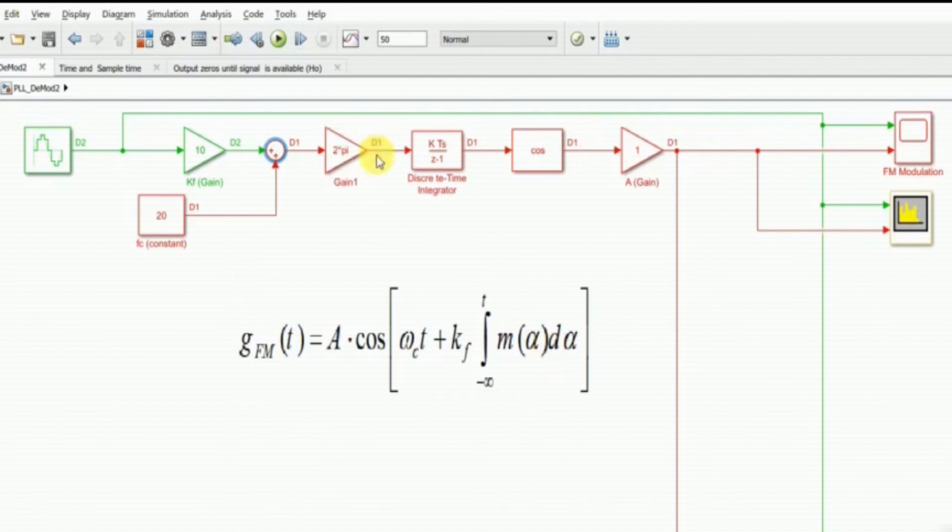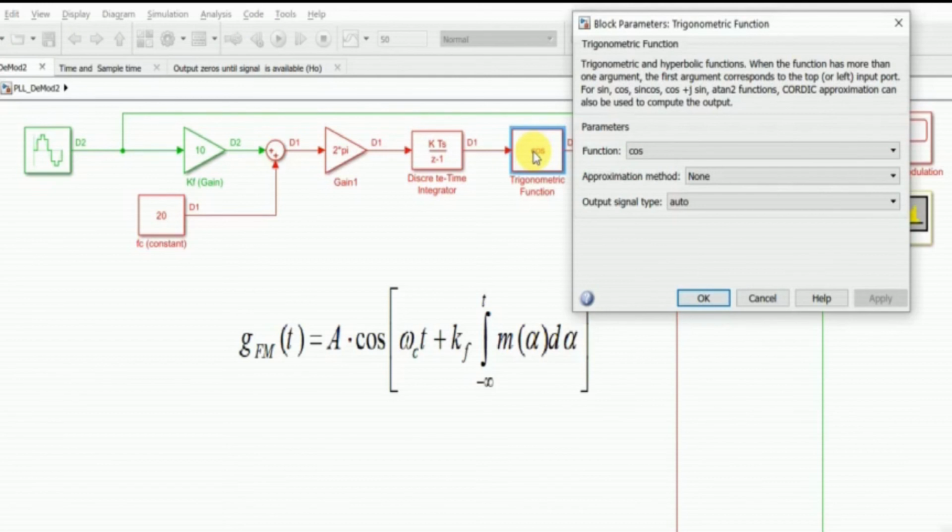Now this block would be then passed through an integrator. So if it passes through an integrator, the fc into 2 pi, that is omega c, would be converted to omega c t, while for the rest you would have Kf and the integration block, because the message is dependent on time. This was constant, this was independent of time, but the message signal is dependent on time, so we have an integration appearing over here. All of this is basically fed into a cos function which I have expressed over here.